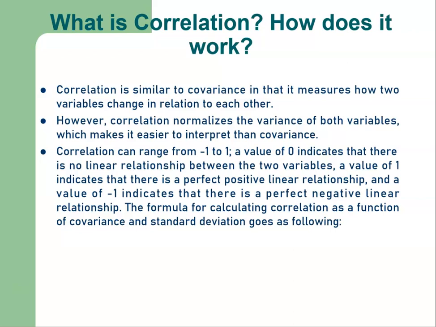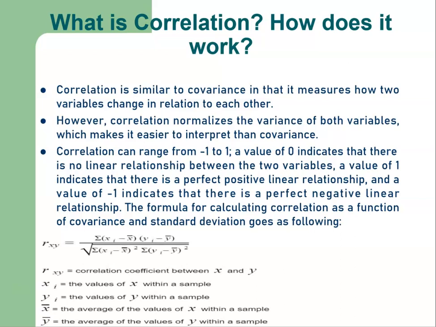As you know, correlation can range between -1 and +1. A value of 0 indicates that there is no linear relationship between the two variables. A value of 1 indicates that there is a perfect positive linear relationship, and a value of -1 indicates that there is a perfect negative linear relationship. The formula for calculating correlation as a function of covariance and standard deviation goes as follows. This is the formula that I have already explained. The numerator in this formula is covariance, and the denominator is the product of the standard deviation of x and the standard deviation of y.